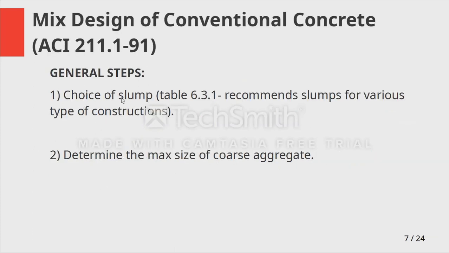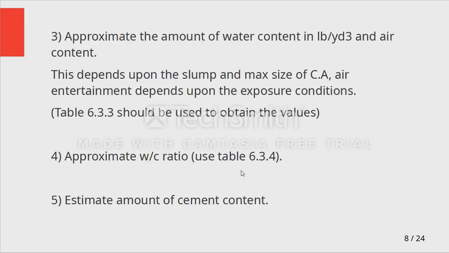So the general steps are to first of all choose the required slump. If you don't know the required slump, then the slump is recommended in Table 6.3.1 of ACI, and it depends upon the type of construction as well as the weather conditions. Determine the maximum size of coarse aggregate. So you should determine the maximum size of aggregate that is available on the site. You should know that maximum size of coarse aggregate, which could be in inches or in millimeters.